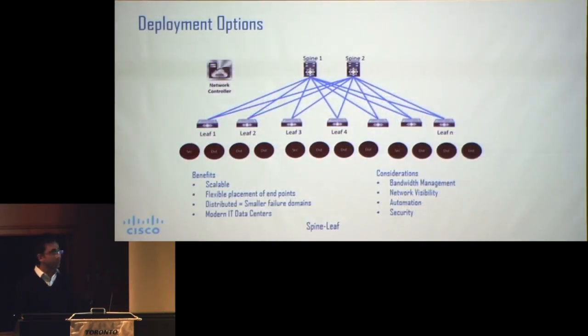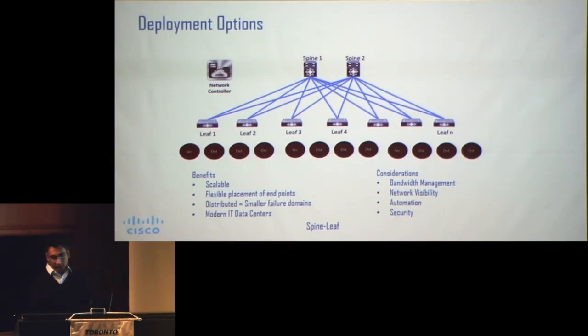The most common deployment we have seen with our customers is a spine leaf architecture. In this, all the endpoints are connected to the leaves over here. The leaves are typically 1 RU or 2 RU boxes. From them, you aggregate all the traffic towards the spine, and then it goes back down to another leaf where the receivers are.